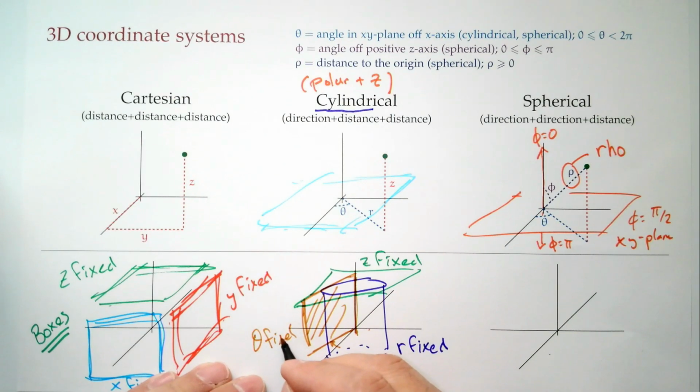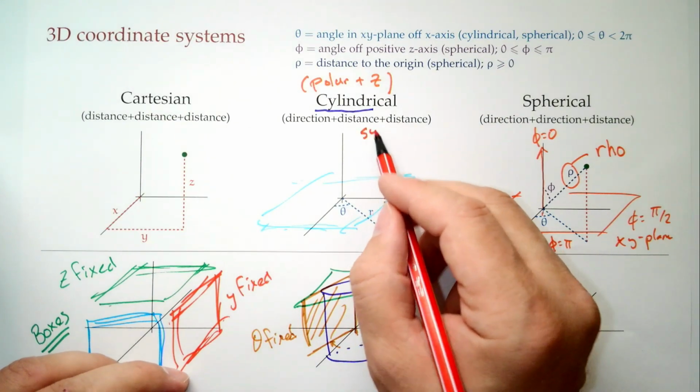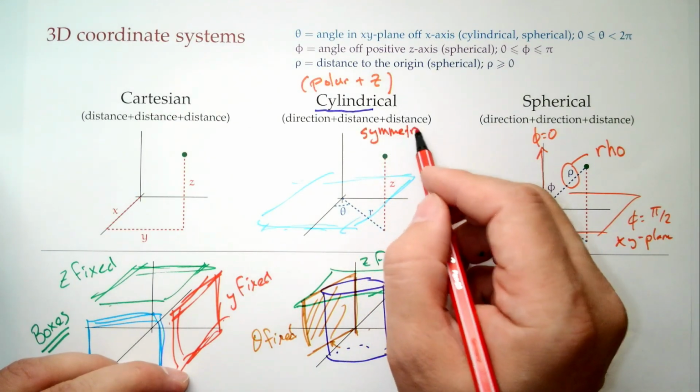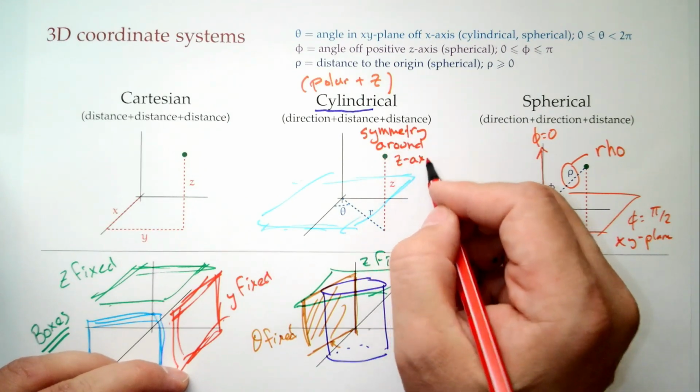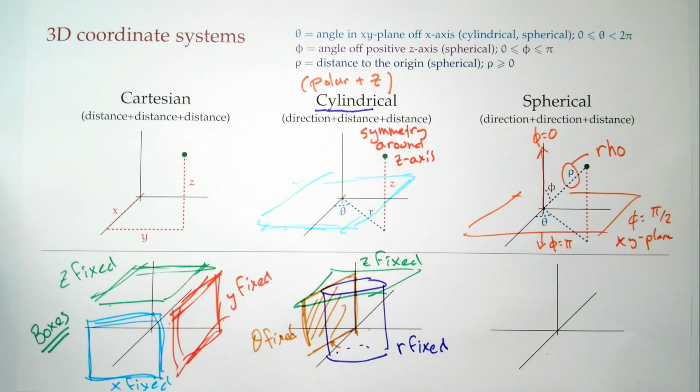Now, when it comes to describing things, what is cylindrical really good for? I would say you want to go to cylindrical when you have symmetry around the z-axis. When I say symmetry, I mean you could pick your picture up and spin it around the z-axis, and it doesn't change. That's really good for cylindrical coordinates because it's built to have this nice symmetry built into it. All right, now we get to spherical coordinates.